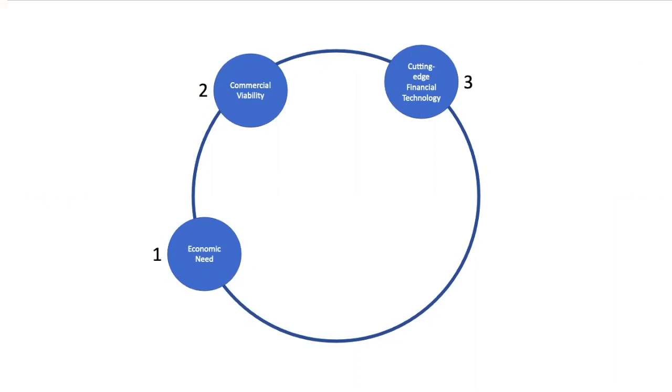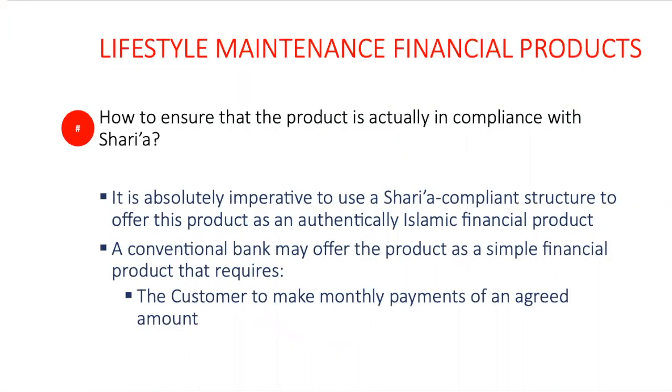And basically, this is what we mean by research and all that kind of thing: actuarial research, price trends, and the software you use for this kind of research. They should be sophisticated enough to come up with a forecast which is very close to what you were expecting. The use of cutting edge financial technology, I think, is extremely important if we want to offer this kind of product. How to ensure that the product is actually in compliance with Sharia.